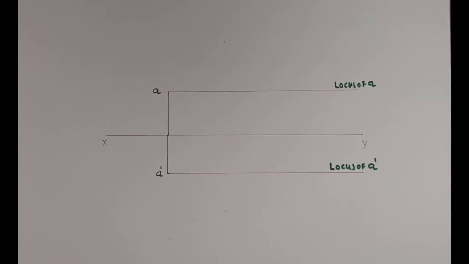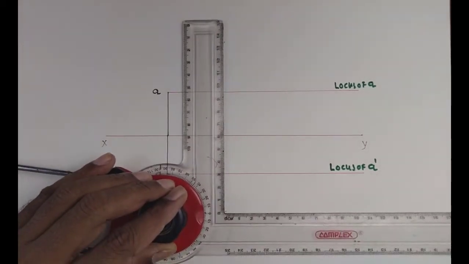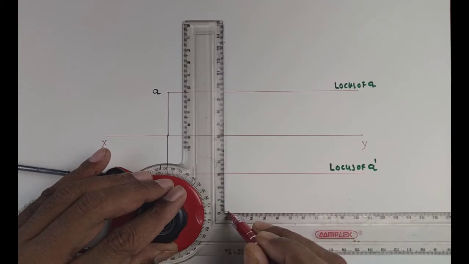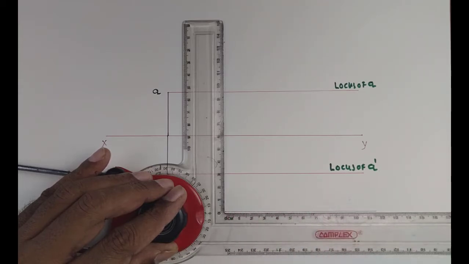Now the other second end of the line AB, the B end, is given 60 mm below HP. So what I do? First I take one reference point 60 mm below XY line. From this point we create one line parallel to XY.